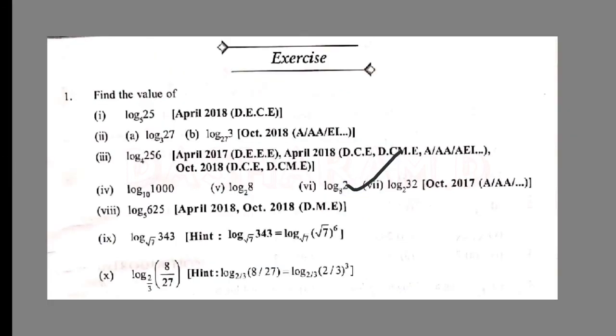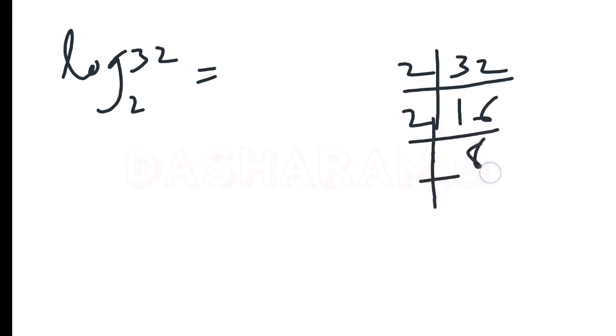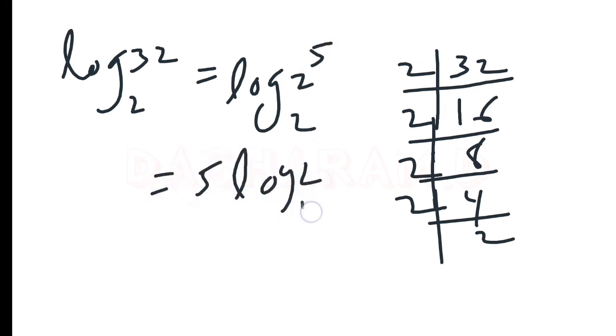Next, the seventh one: log 32 base 2. Here 32, write it in the 2 table. 2 ones are 2, 2 sixes are 12, 2 eights are 16, 2 fours are 8, 2 twos are 4. So then log 32 means how many 2s? 2 to the power of 5 base 2. So 5 log 2 base 2 equals 5 into 1, so it equals 5.